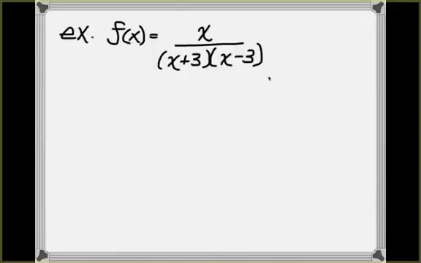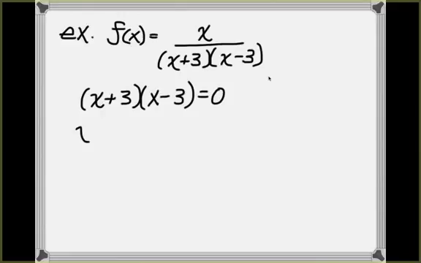Let's look at another example here. We have x divided by the quantity x plus 3 times the quantity x minus 3. What we can do is make sure that there are no common factors between the numerator and denominator, and in this case we have none, so we can continue. We take our denominator, x plus 3 times x minus 3, and set it equal to 0. Since it's already in factored form, we can separate each factor by setting it equal to 0 and solving it.